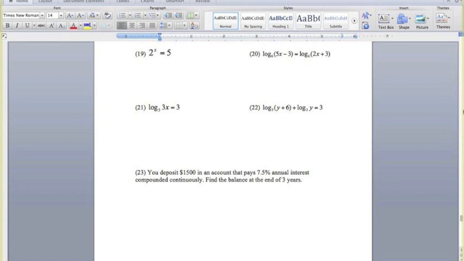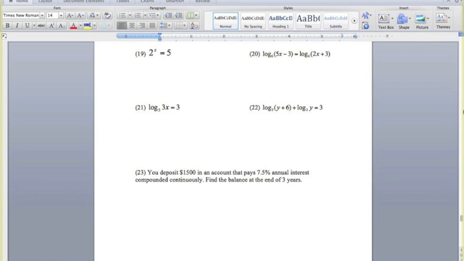Number 19, we do not have matching bases. Can we write them with matching bases? Now I can't turn a 5 into a 2 to a power. Okay, 4 is 2 to a power, 8 is 2 to a power, but we kind of miss out on 5 then. So how do we undo an exponential? 2 squared is 4. It's the inverse of an exponential. A log. Yep, some kind of a log.